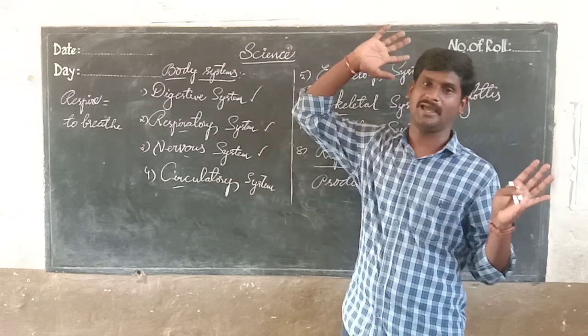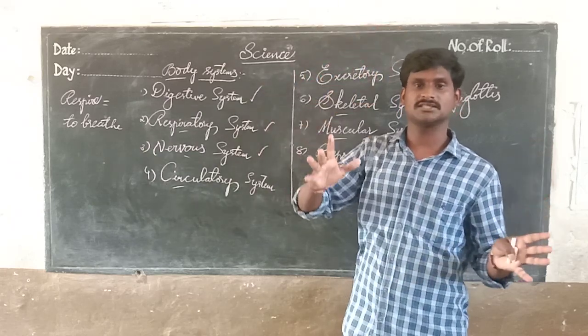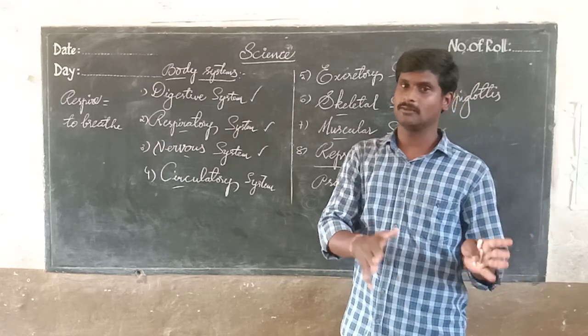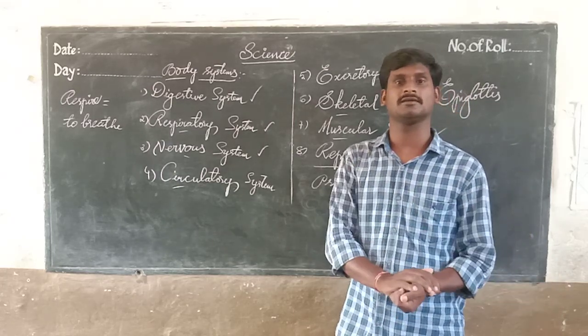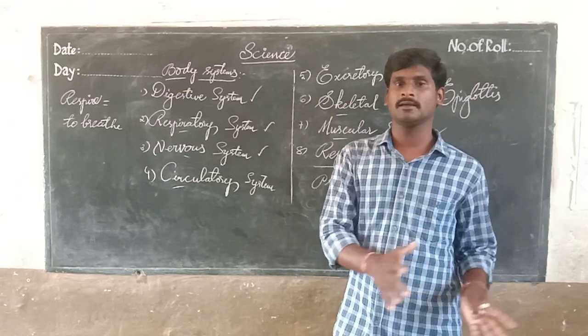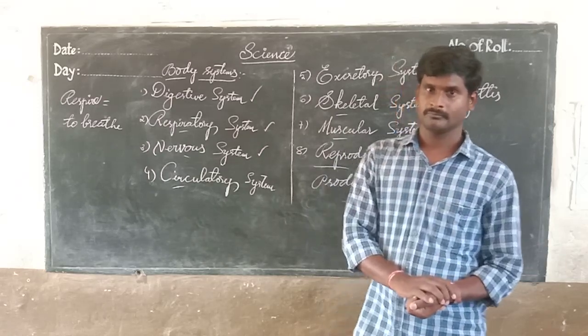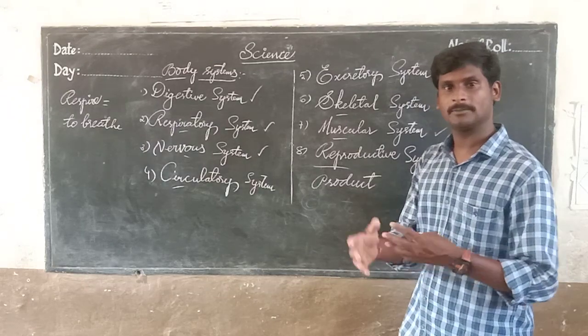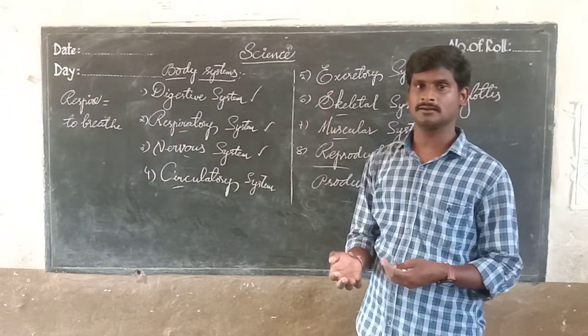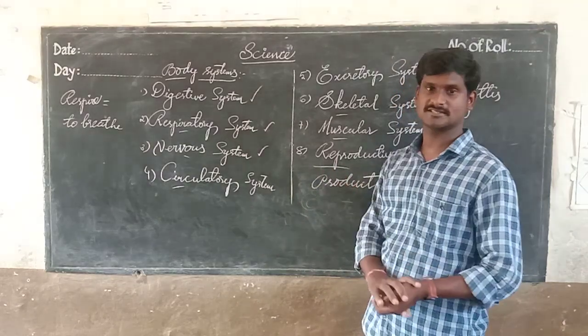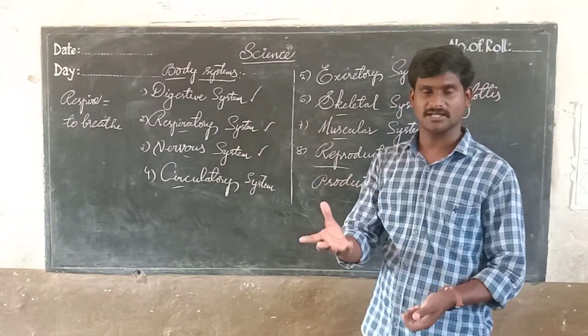Some days back, our Indian population was like 90 crores. Now it has come to 100, 110, 130 crores. The population gradually develops. Why? Because of the reproductive system, by the functioning of the reproductive system.